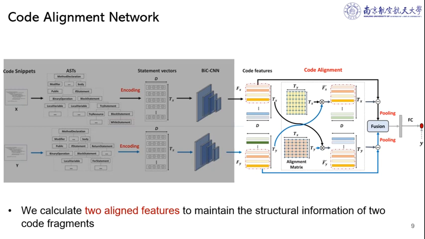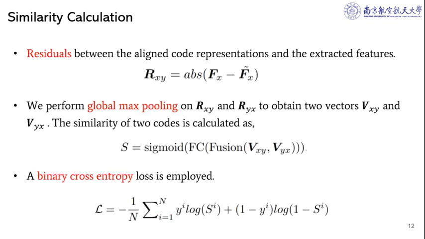As shown in the picture, we not only align code Y with code X, but also align code X with code Y in a bilateral way. The reason is that aligning one code to another usually destroys the structure of the first code. Therefore, in order to maintain the structural information of two code fragments, we calculate two aligned features. After that, we calculate the residuals between the aligned code representations and the extracted features.